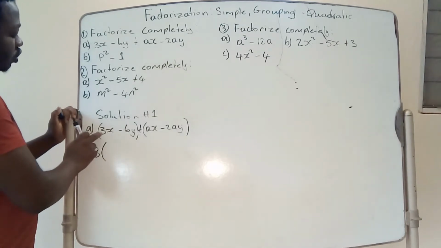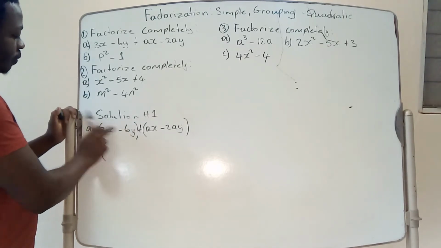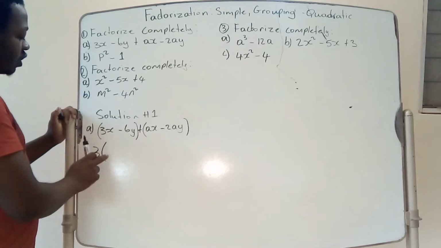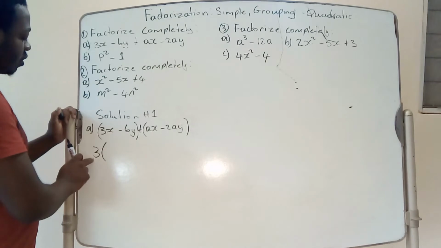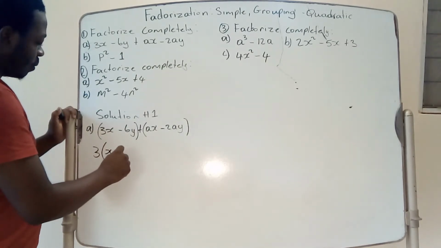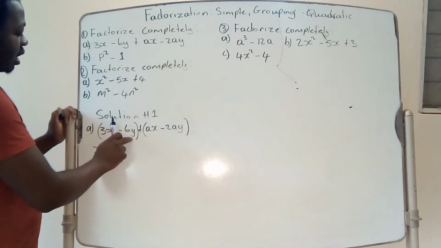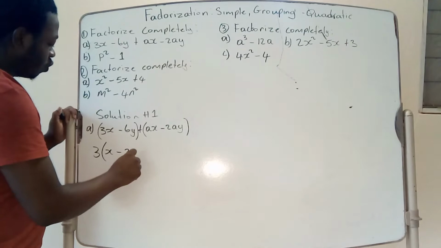After you take out the 3, you're going to open a bracket. And then you are going to use this 3 to divide each term. And whatever is left, you are going to write it inside of the bracket. So 3x divided by 3, leave x. So you're going to write the x here. Minus 6y divided by 3 leaves you with 2y.